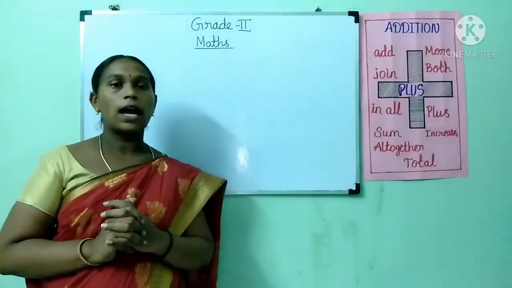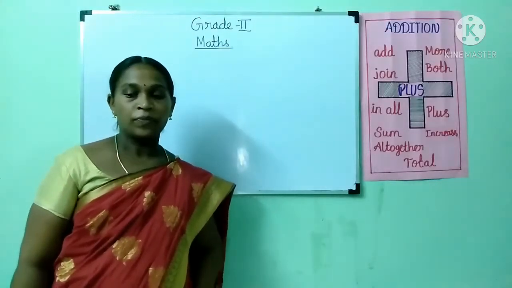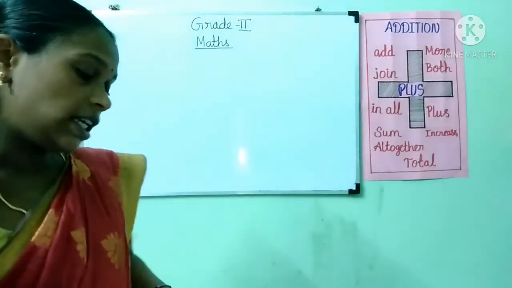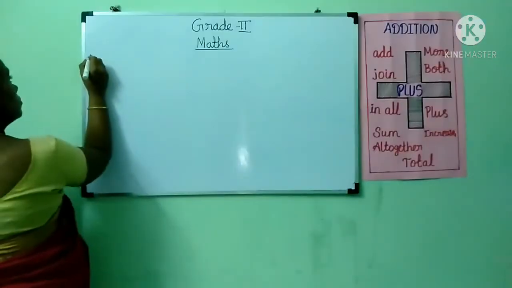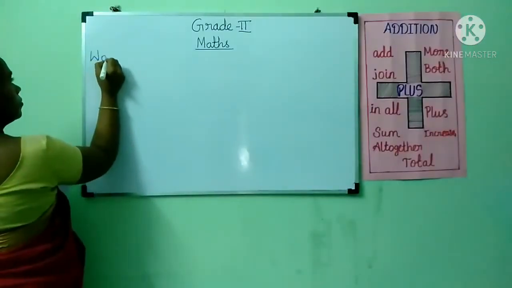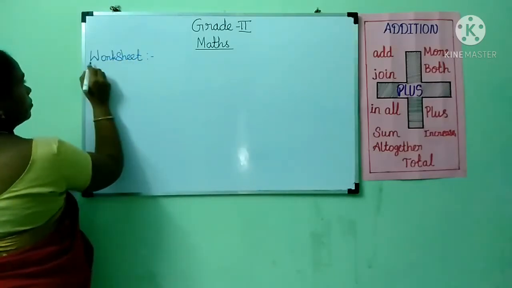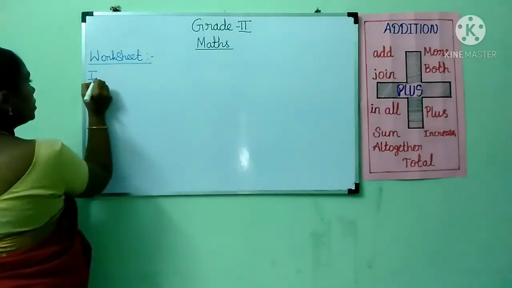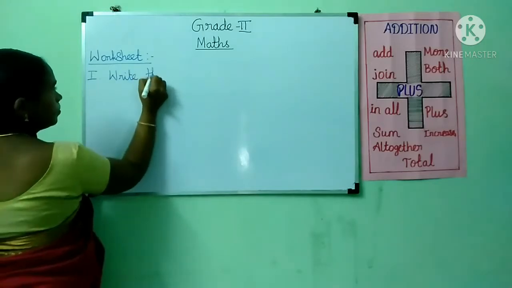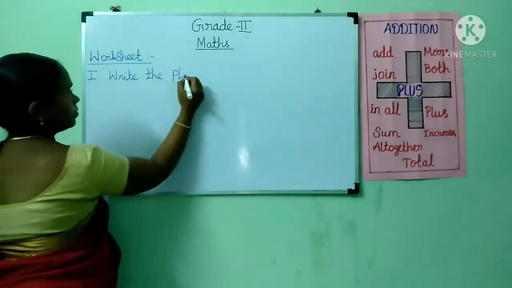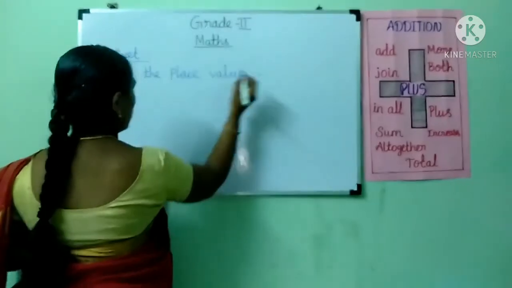Now I will give answers for the previous class worksheet. Take your worksheet and check answers. Okay. Take your worksheet. See the first Roman. First Roman, write the place value. What is this? Write the place value.